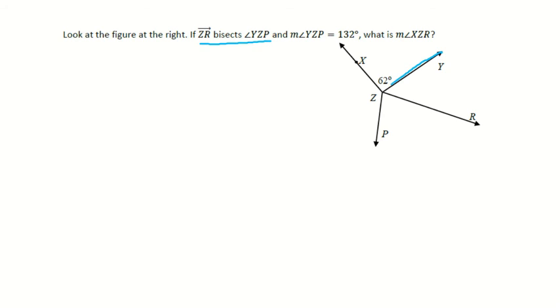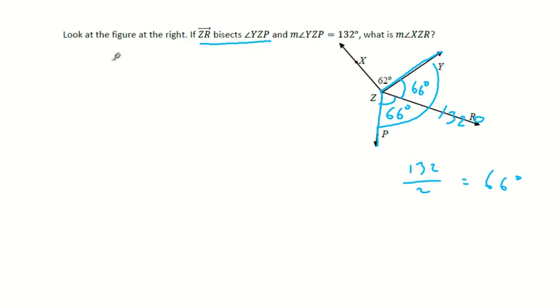So here's angle YZP, and ray ZR bisects that, or it cuts it into two equal parts, two congruent angles. You might even think about it being cut in half. If this whole angle is 132 degrees and it's cut in half, 132 divided by 2, 66 degrees would be the measure of each of the smaller angles YZR and RZP.